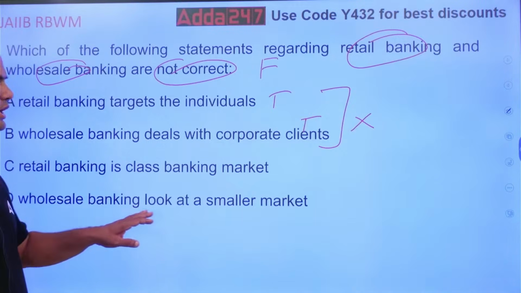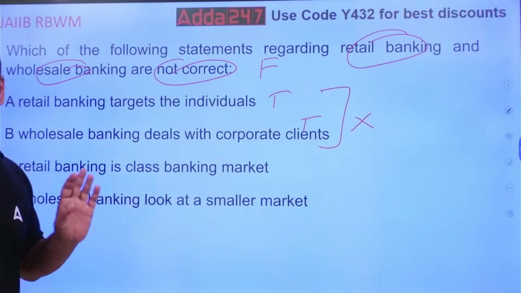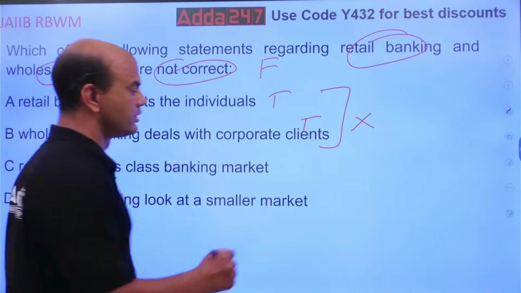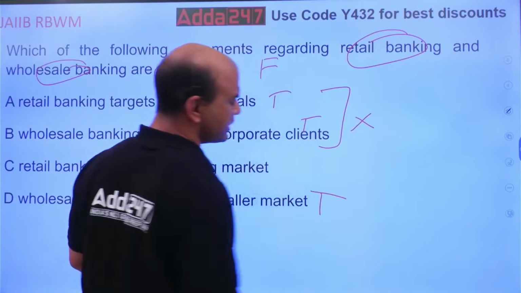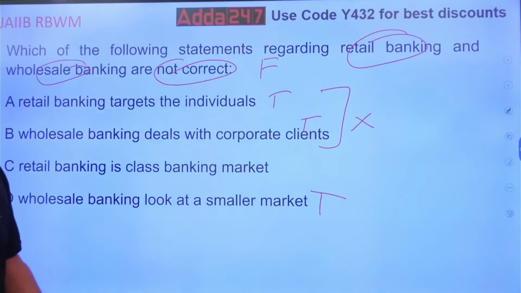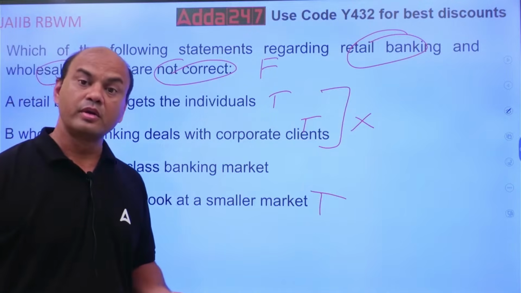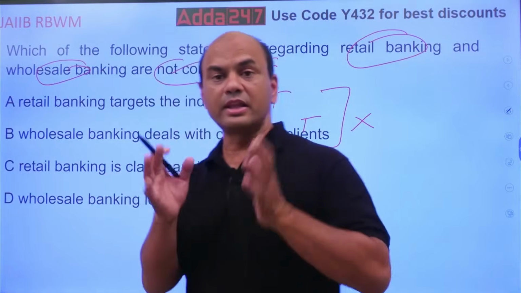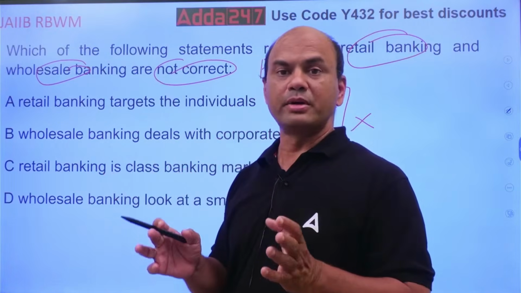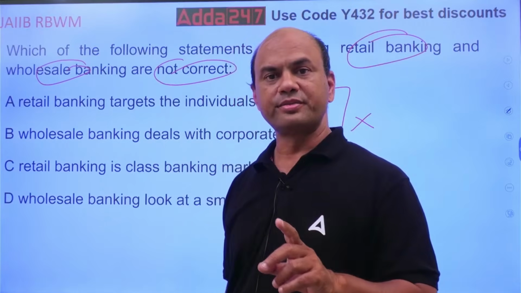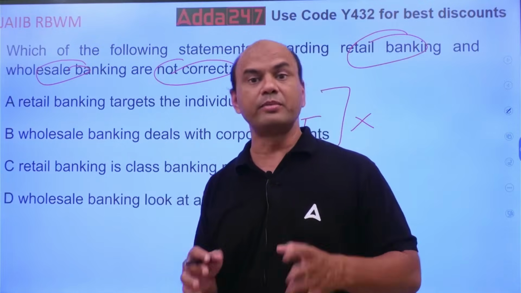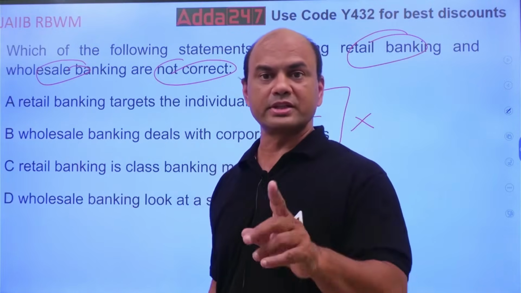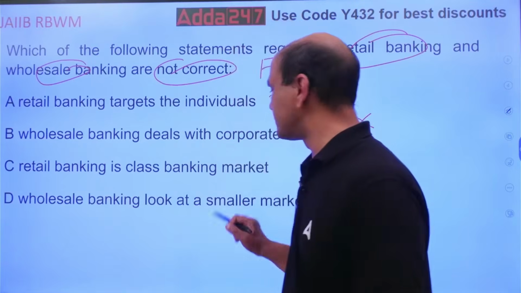Wholesale banking is looking at a smaller market. You want a false one. This is true. Wholesale banking will look at a smaller market only. The customer base of wholesale banking is small. Only the customer side, this customer is big. Reliance, one Reliance. But that is only one customer. Of course, that Reliance will be for hundreds of crores, but one customer. So this is a class market.